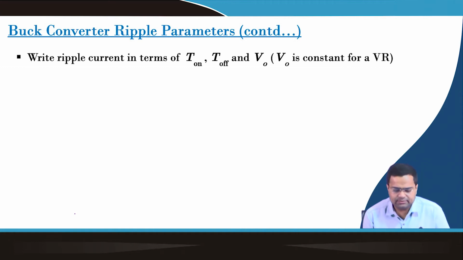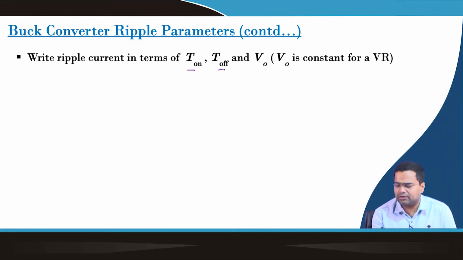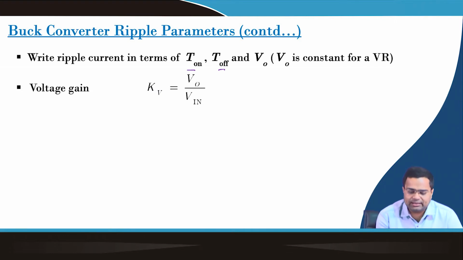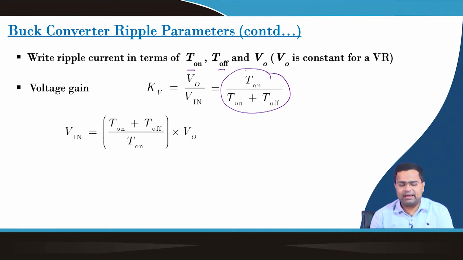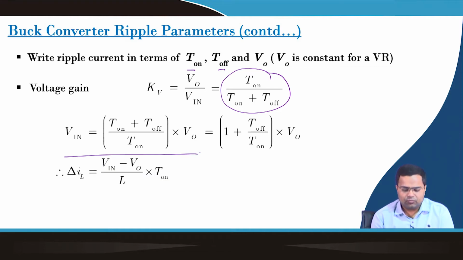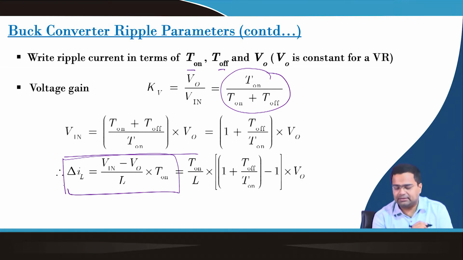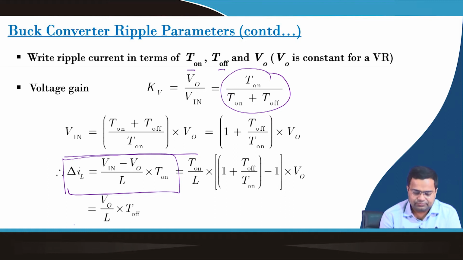Now, we want to write the ripple parameter in terms of on time and off time, and we want to write it in terms of V0 rather than V in. The voltage gain is V0 by V in, and the voltage gain can be written in terms of on time and off time. So, you can write the input voltage in terms of V0, from where the inductor ripple can be written in terms of the timing parameters, which is finally this. So, this is my delta IL, my inductor ripple.